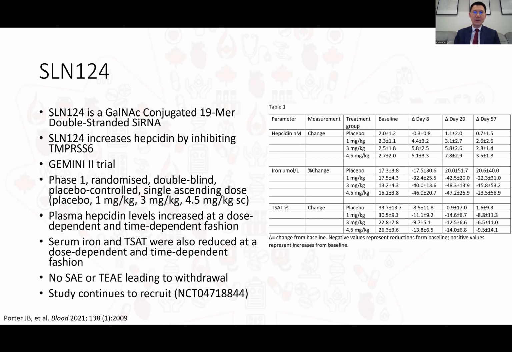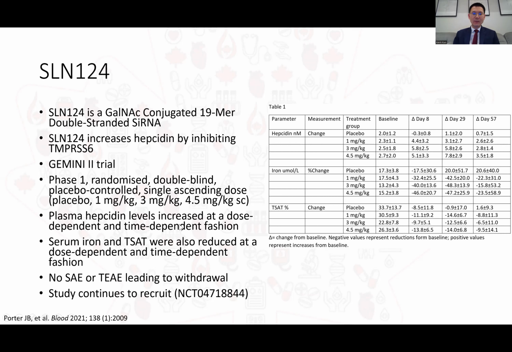Continuing on the trend of the hepcidin ferroportin axis, we now have SLN124. SLN124 is a GalNAc conjugated 19-mer double-stranded siRNA. It increases hepcidin by inhibiting TMPRSS6. In the Gemini 2 trial, which is a phase 1 randomized double-blind placebo-controlled single ascending dose study evaluating 1 milligram per kilogram, 3 milligram per kilogram, and 4.5 milligram per kilogram subcutaneous SLN124.